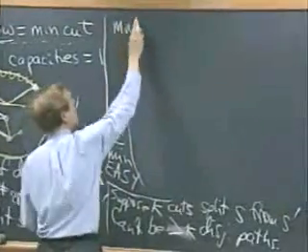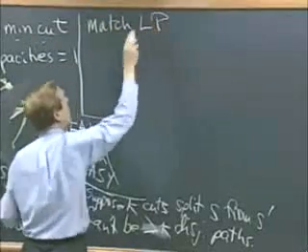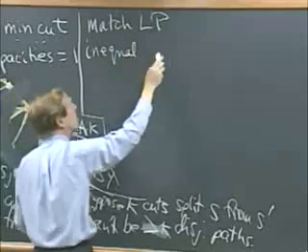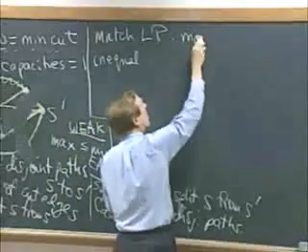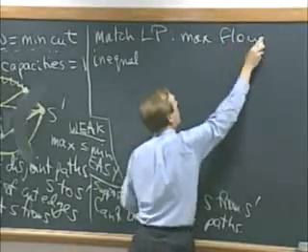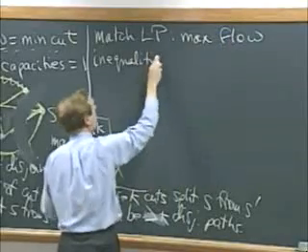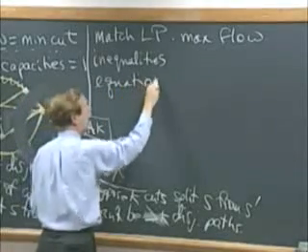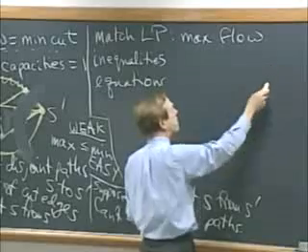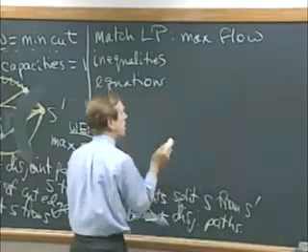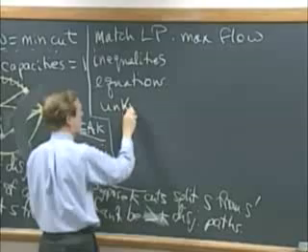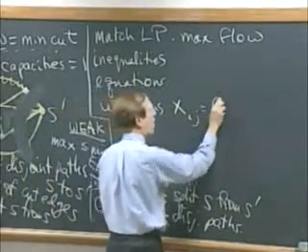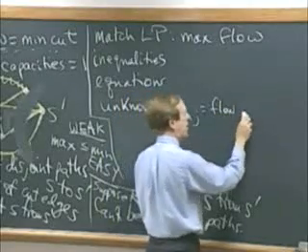To match linear programming, I want to ask you what are the inequalities for a flow? So I'll maximize a flow. What are the inequalities? And what are the equations? A flow is... what are the unknowns here? The unknowns are, let me say what the unknowns are. Xij is the flow from i to j.